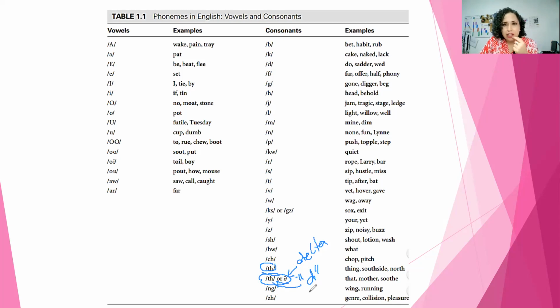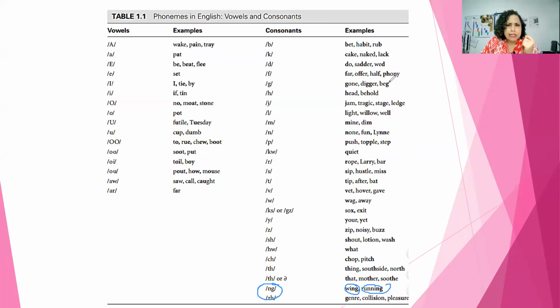Are you seeing my tongue? The. It's a different sound. That, mother, tooth. Different sound from thing, that. That's what I'm saying. It's close to the sound of D. Then the sound that we identify with NG, ng. For example, wing, running, ng.